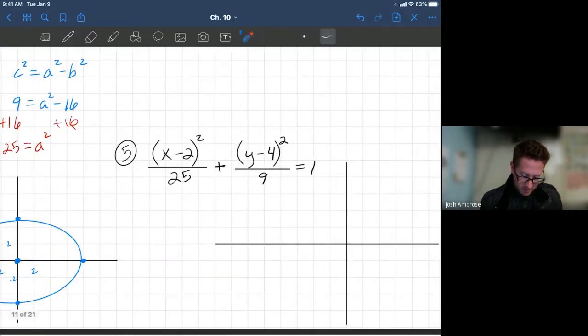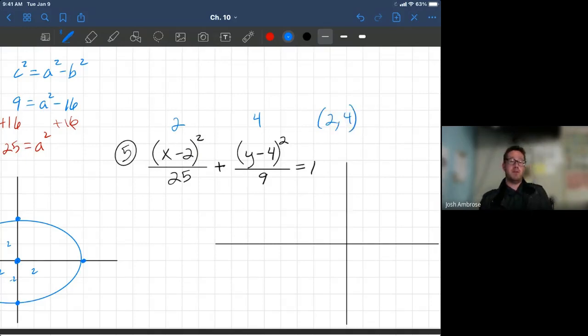But now what if you have values with x and y? Then those become your new center values. If this says minus 2, really think of it as this is positive 2. If this says minus 4, think of it as really that is a positive 4. And right there, guys, we just created our center. Our center is actually at 2, 4. So that's step one. Figure out what the center is. All right. So let's go right 2, up 4.